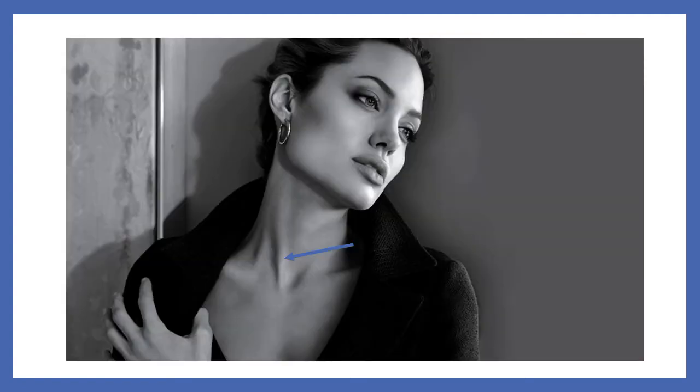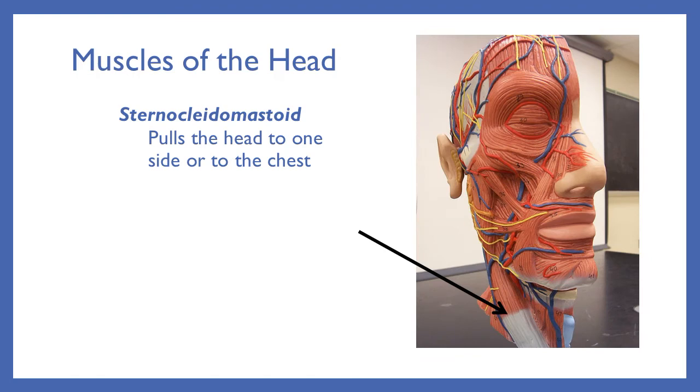What about this muscle in her neck? It comes from the area of the sternum and goes up towards her ear, if you can make it out. This is that weird one I mentioned before, the sternocleidomastoid. It pulls the head to one side or to the chest. If you imagine just contracting only this one muscle, it's going to pull the head in one direction. If you were to contract both of your sternocleidomastoids, it pulls the head downward towards your chest.